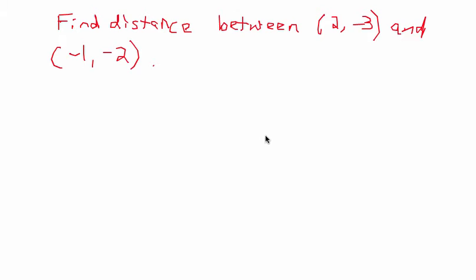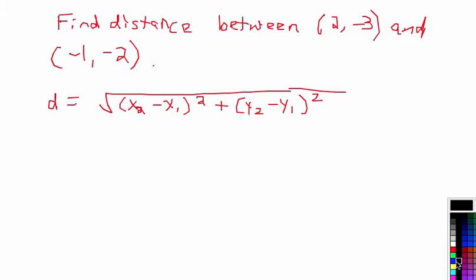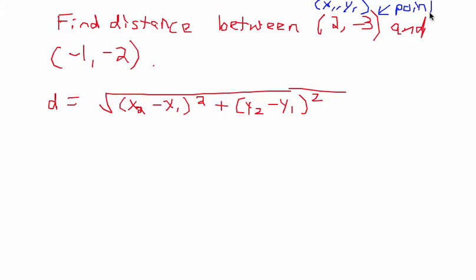Here's another problem. Find the distance between (2, -3) and (-1, -2). So we're going to use the distance formula. So let's assign values to these points. Let's call this one (x1, y1). So this is point 1. And this will be point 2, which has coordinates (x2, y2). And we're just going to plug these corresponding values into the distance formula.